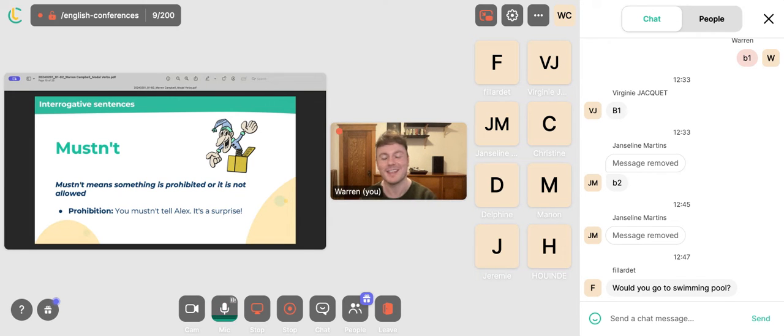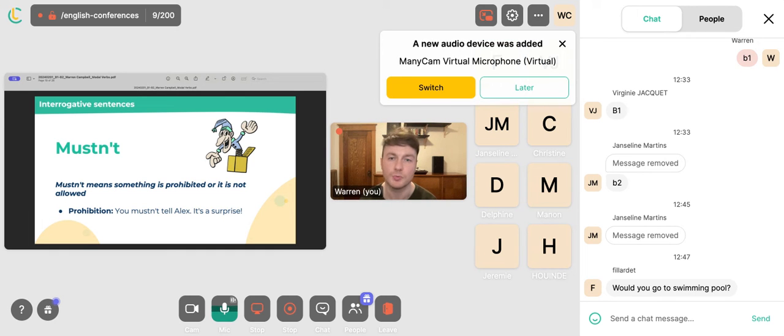Mustn't. Now, mustn't, in this case, you heard me say with the example before, you mustn't smoke in the building. Mustn't means something is prohibited. Just to be clear with that, I didn't mention that in the previous slide, but yes, it means something is prohibited. You're not allowed to do it. You mustn't tell Alex, it's a surprise. Let's continue, shall we?